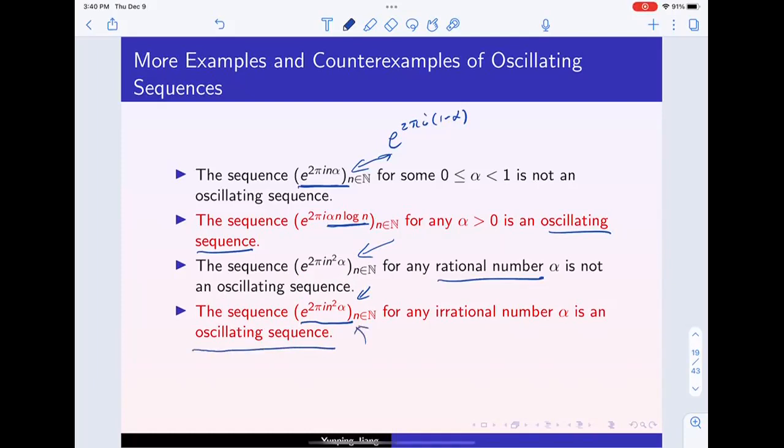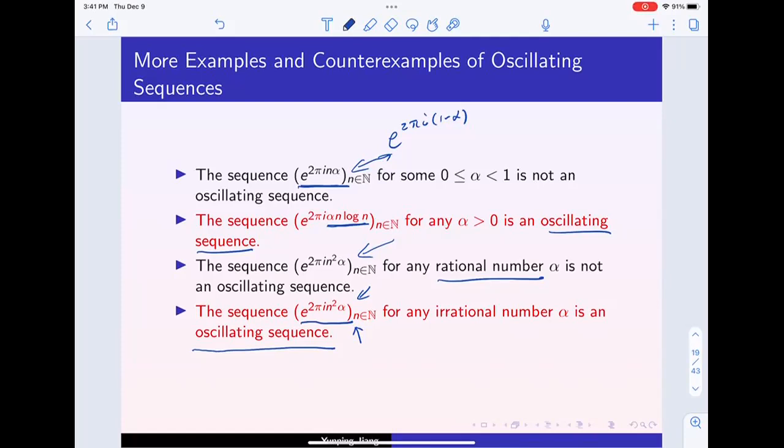So I want you to remember this one, because later I want to say this one is oscillating, but not oscillating of order 2. Someone asked what the order is. I haven't defined it yet; I'm going to define it later. I just mention it because I want you to remember this sequence: it's oscillating, but not oscillating of order 2. Later, I will define it.